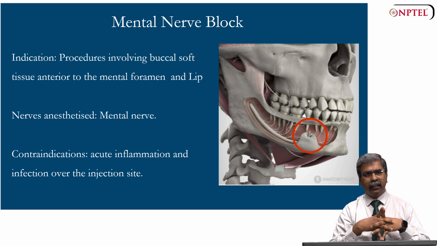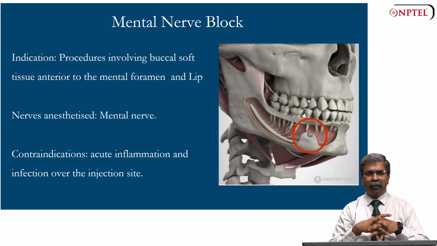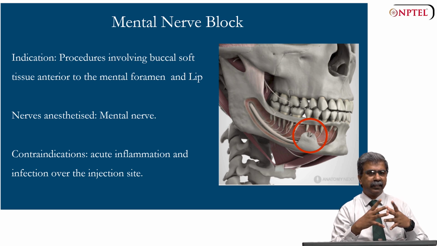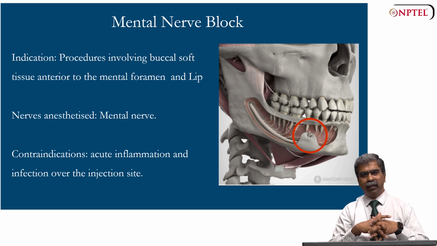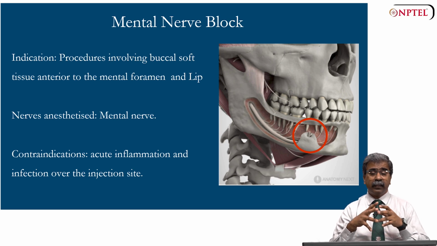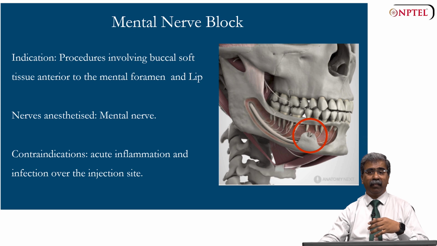And I have already mentioned the indications. And the nerve anesthetized, as you know, is the mental nerve. And what are the contraindications? If there is an acute inflammation or an infection at the injection site, as you know, because of the pH of the local anesthetic solution, the injection will not work. So in such cases, the inferior alveolar nerve block will have to be given instead of the mental nerve block. And the injection site will be at the mucobuccal fold or near the mental foramen between the first and second premolar.